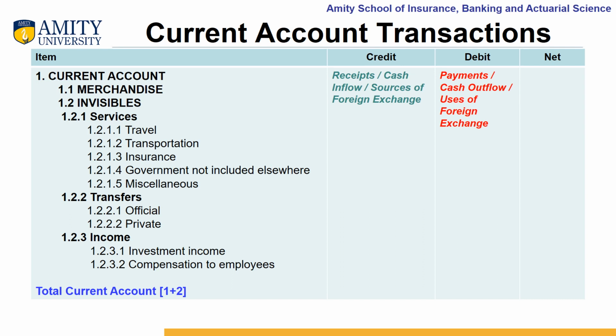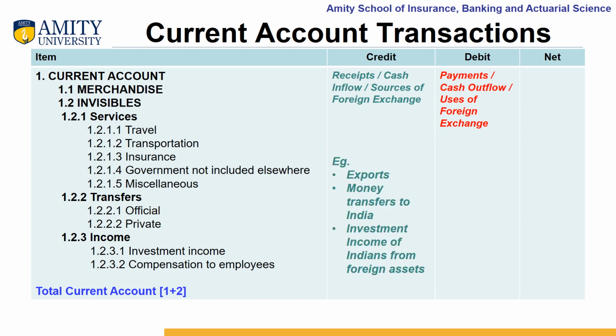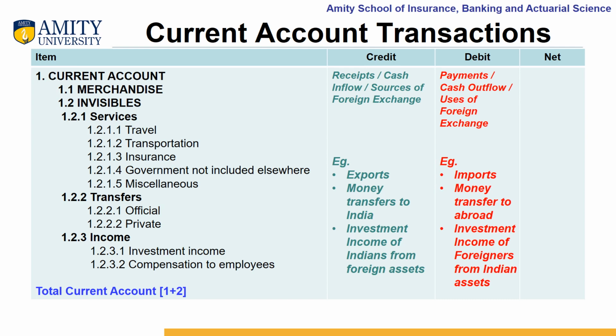Coming to the credit and debit side, as I have already told you, any receipt, any cash inflow or sources of foreign exchange will be mentioned on the credit side. For example, exports, money transfer to India, investment income of Indians from foreign assets. So these will be mentioned on the credit side, whereas imports, money transfer to abroad, investment income of foreigners from Indian assets will be mentioned on the debit side.